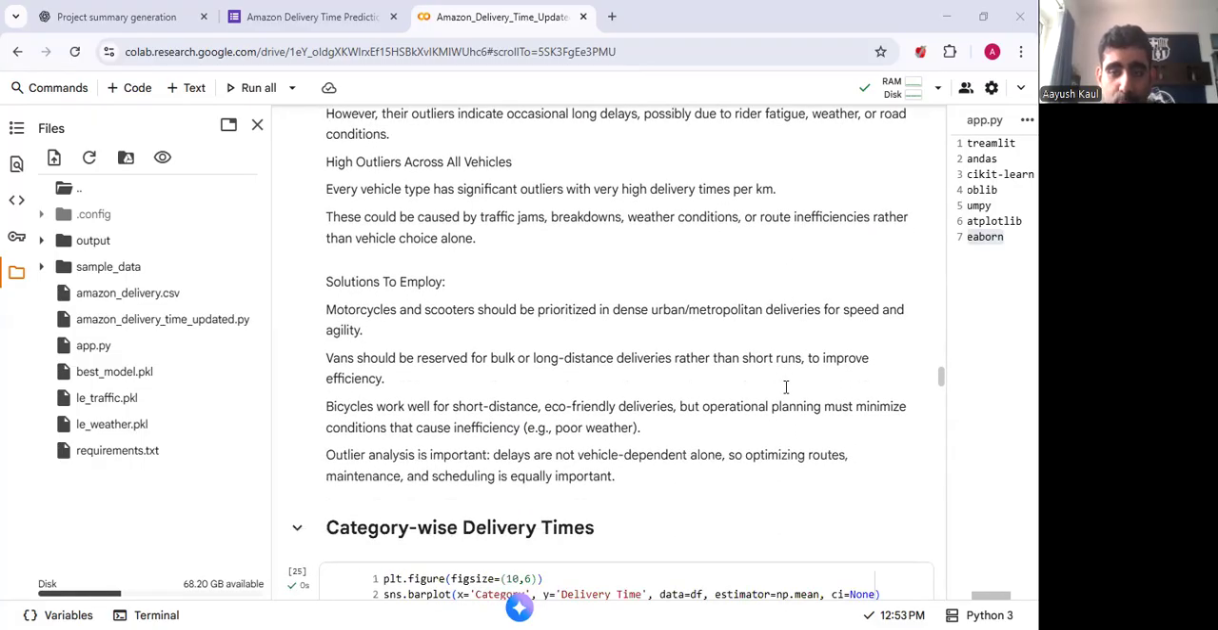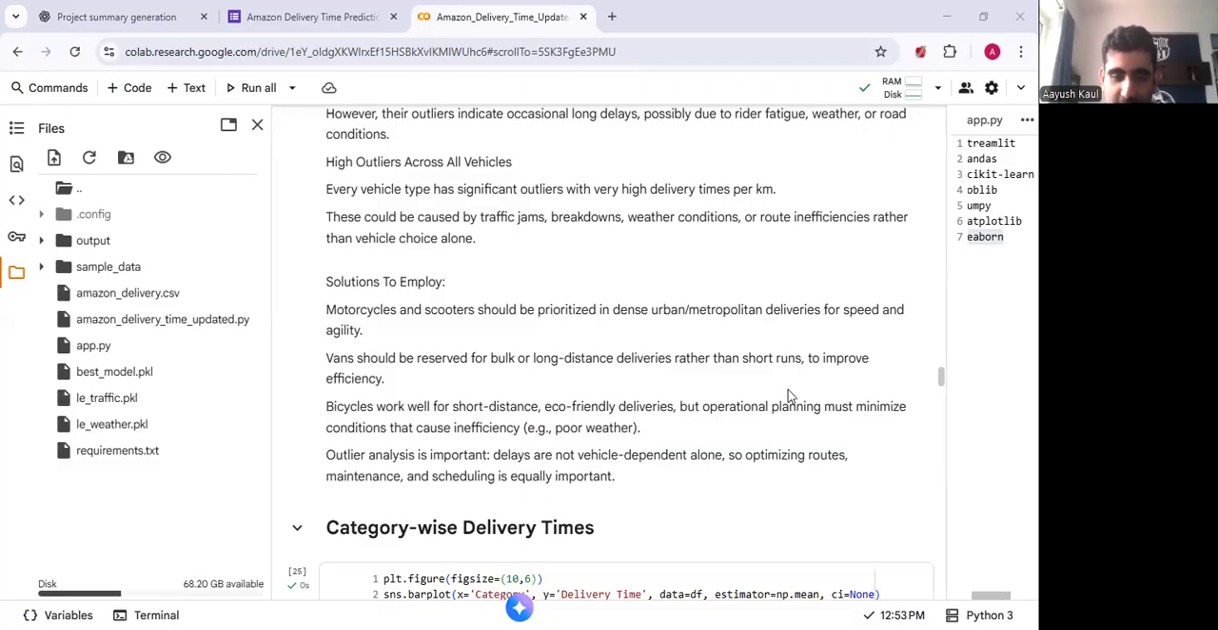The solutions to employ to solve these problems are: motorcycles and scooters should be prioritized in dense, urban, or metropolitan deliveries for speed and agility. Vans should be reserved for bulk or long distance deliveries, rather than short runs, to improve efficiency.